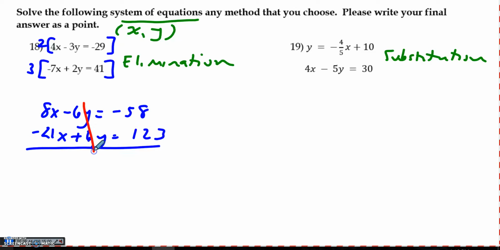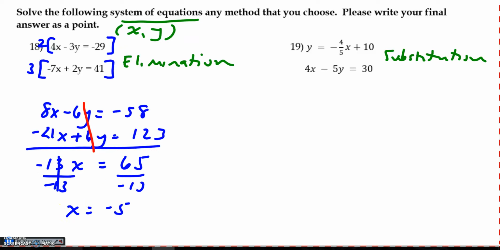So now that my y's combine to be 0 and cross out, I would combine down. And when I do so, 8 minus 21x is negative 13x equals 123 minus 58, which is 65. Now if I divide both sides by negative 13, I get x equals negative 5. However, I still need to find y. So I have to take that negative 5 and plug it back into one of the two originals.